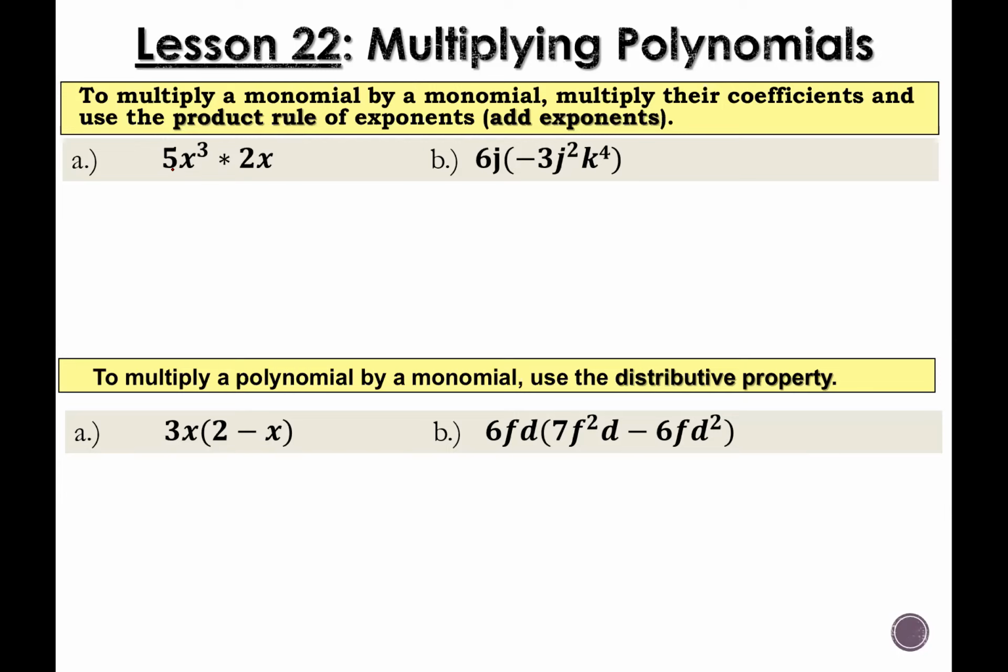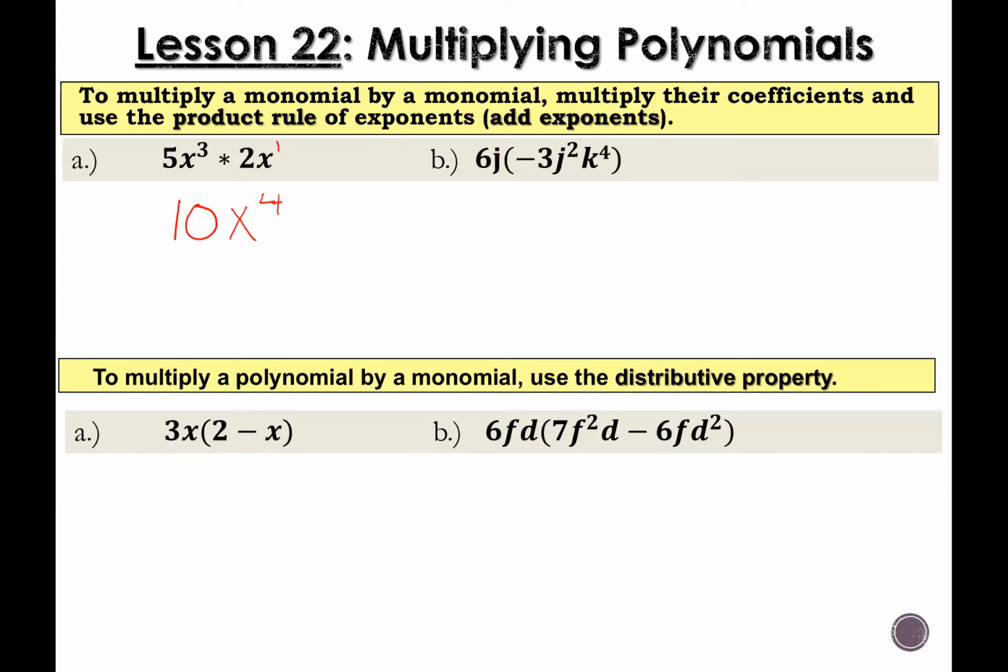So for this first one, we would do 5 times 2, which is 10. And then we would add the exponents on the variables. Remember, there's a 1 here. If you can't see an exponent, it's actually a 1. Add those exponents. 3 plus 1 is 4. So we start there. So that's our answer. Okay, so 5x to the third times 2x would be 10x to the fourth. So now we are adding exponents as we multiply.